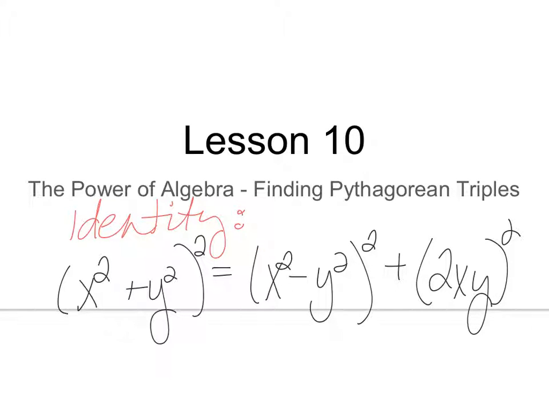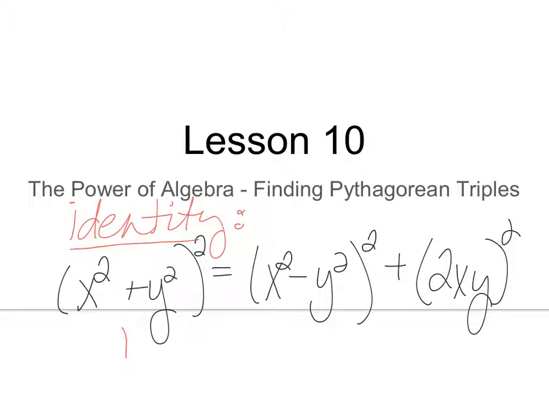All right, Algebra 2. We're talking Lesson 10 today. The power of algebra. Finding Pythagorean triples. The point of today is showing how this polynomial identity can be used to generate Pythagorean triples.